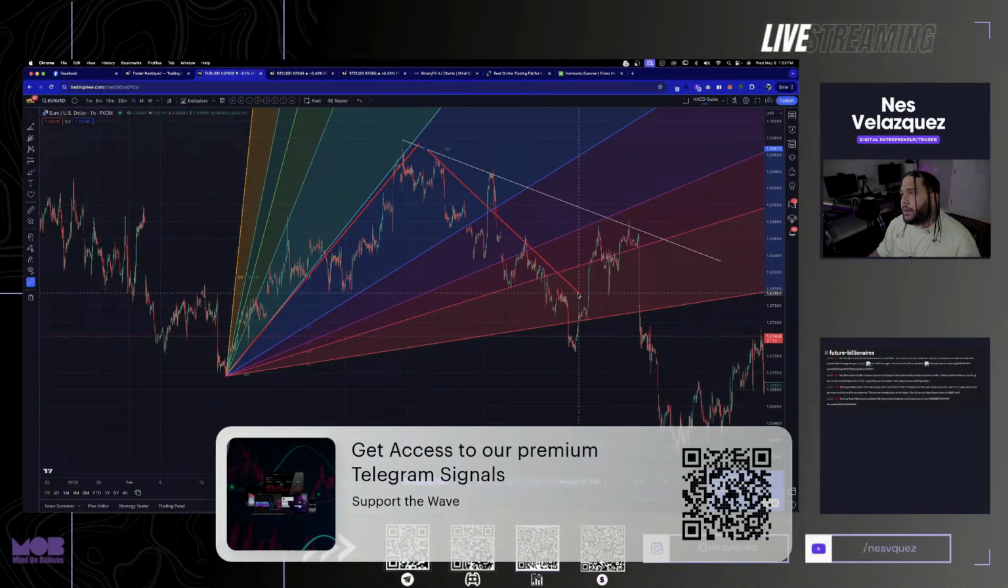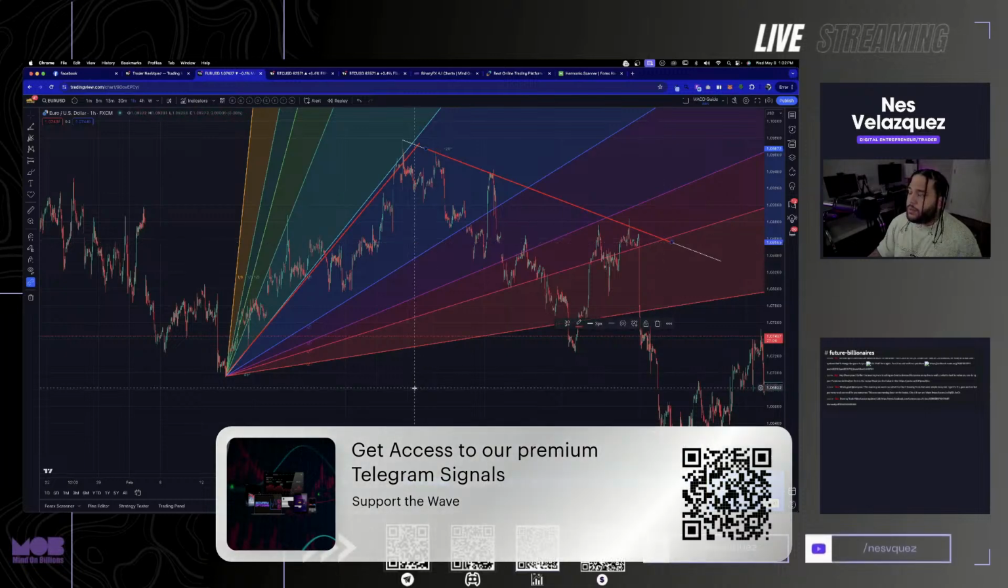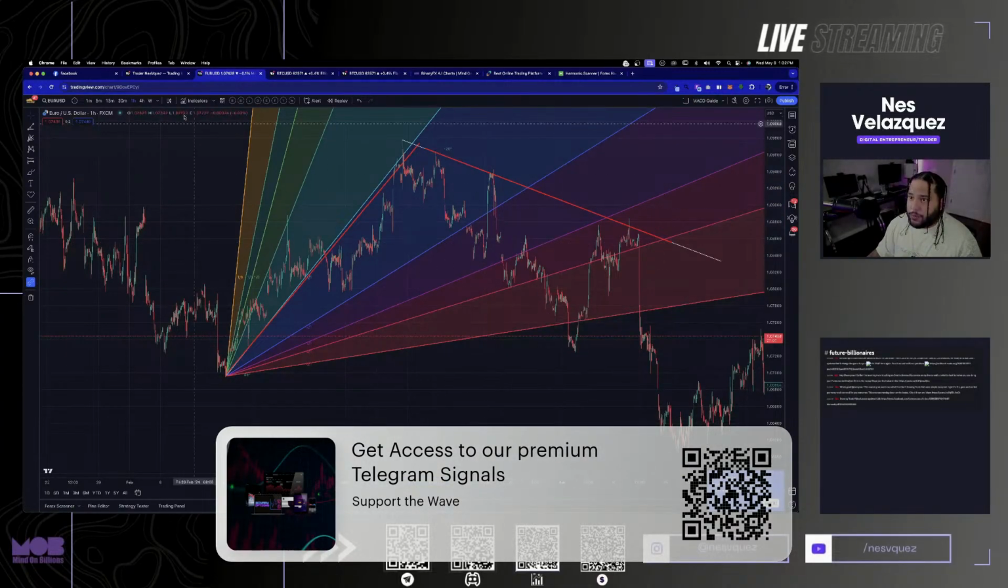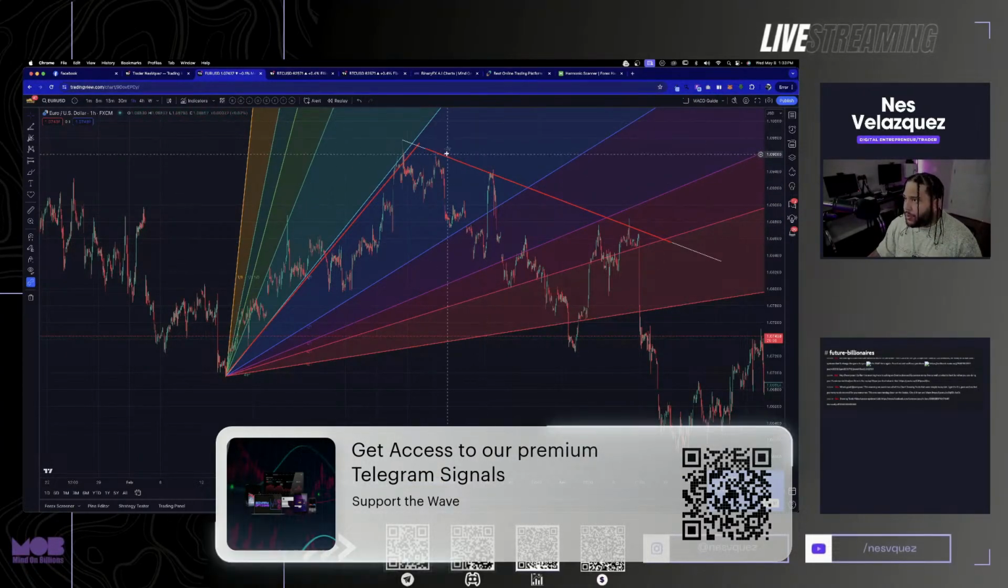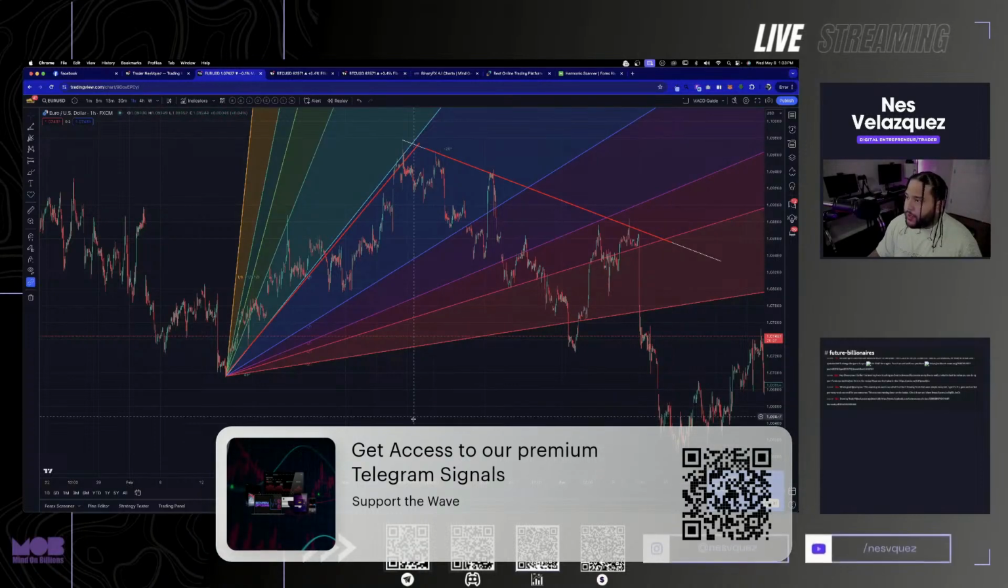All right, here is a 45-degree angle, but this one is pretty out there. It's more of a longer term. If we were on a higher time frame, like a 4-hour, you would see that there's a tighter angle here.